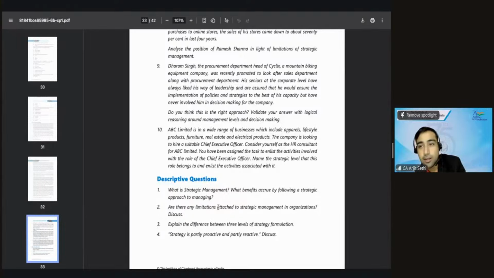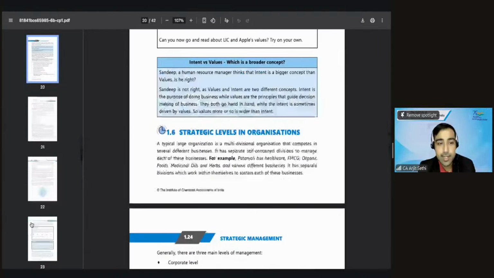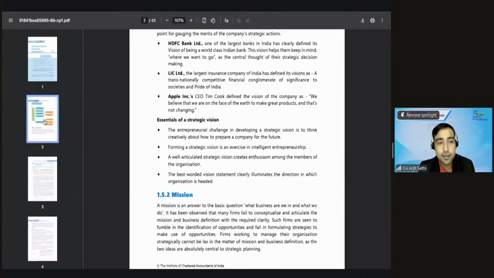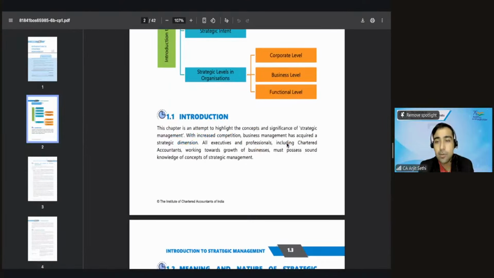Let's do some revision from chapter number 1 now. Chapter 1 is very interesting. It's called introduction, but it gives you some nice concepts to understand about strategic management. First and foremost, in a lot of interviews, the question asked is, what is strategic management? You know so much about it, but you cannot define it.